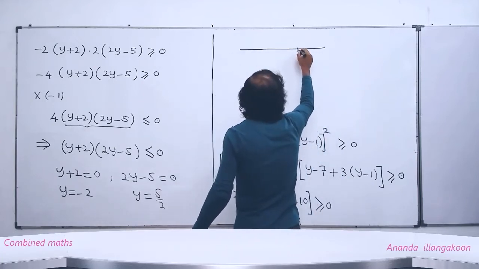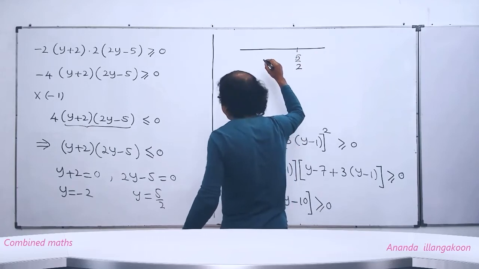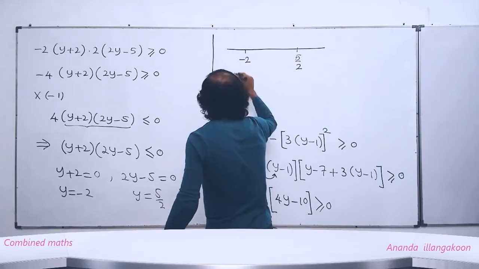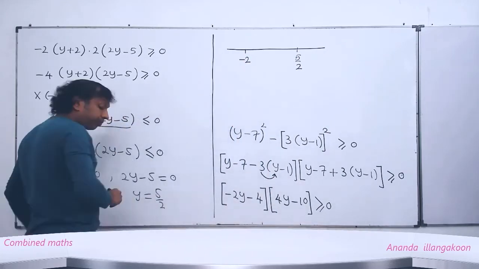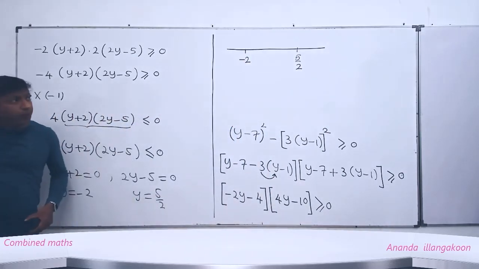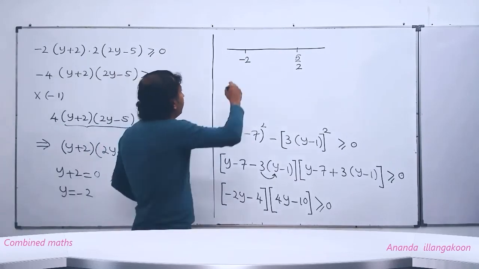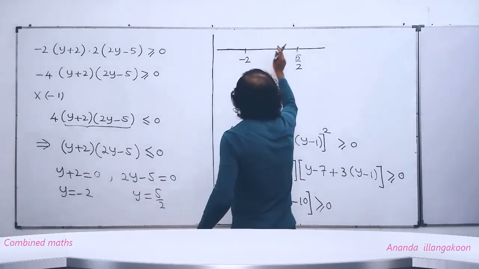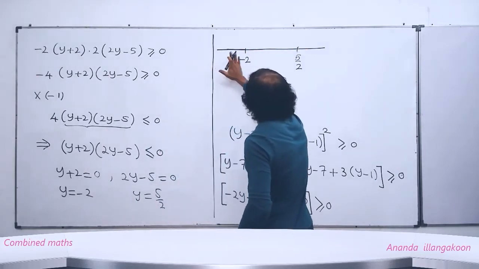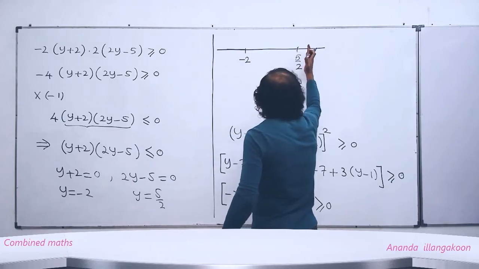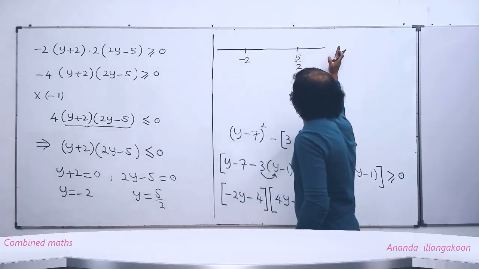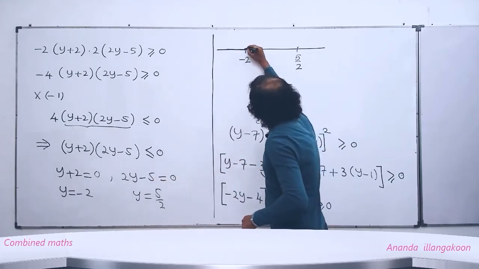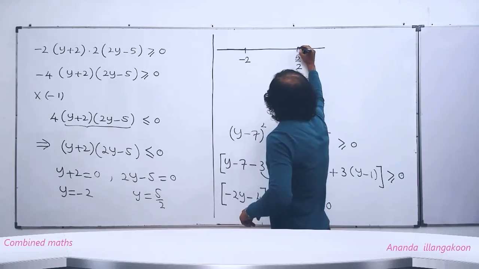Y is 5 by 2 and minus 2. Now, people, what did we do after that? Once we mark these two values on the number line, this number line is divided into 3 parts: less than minus 2, between minus 2 and 5 by 2, and greater than 5 by 2. Since here we have an equal sign, we have to select these values. We have to color at those points.